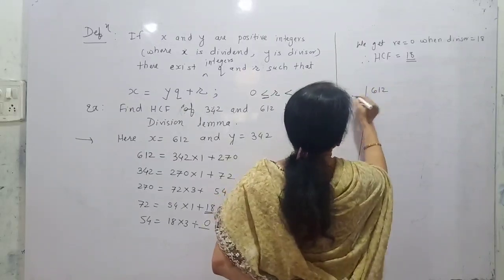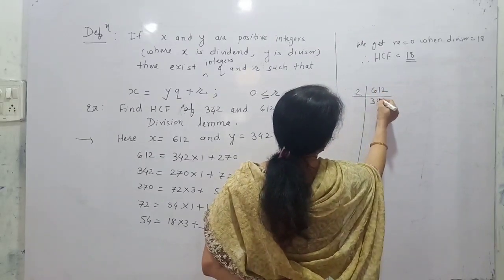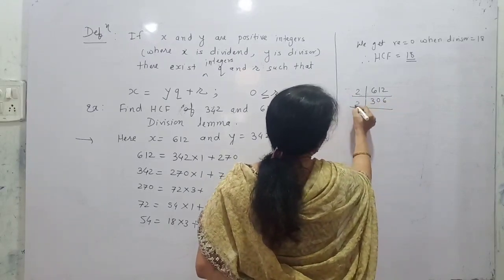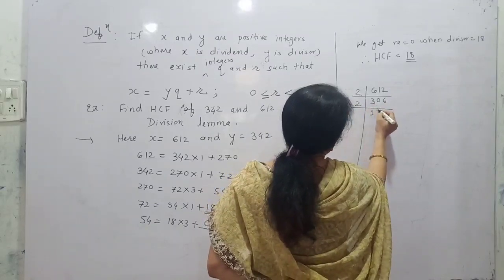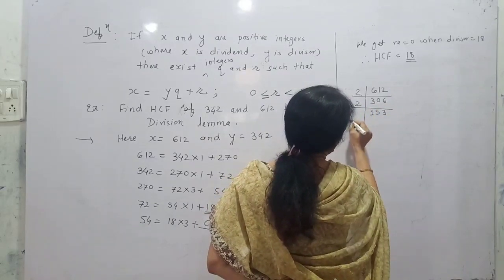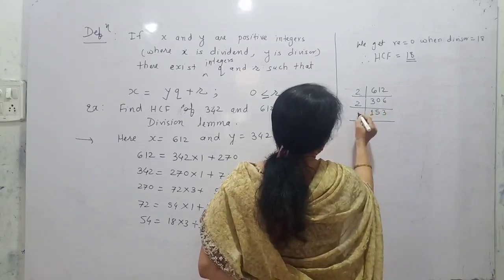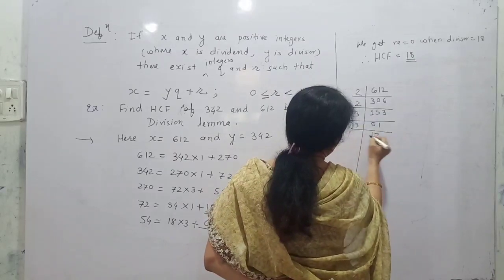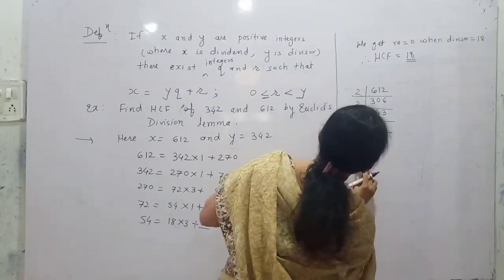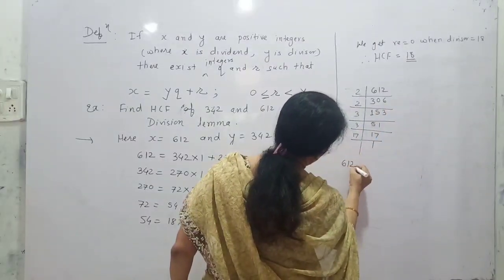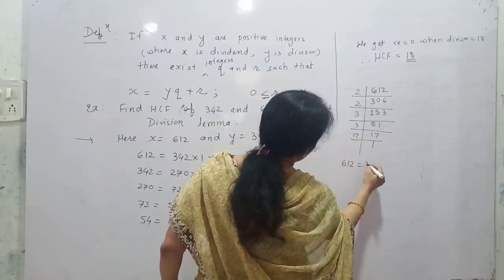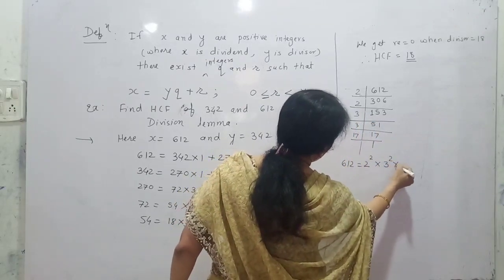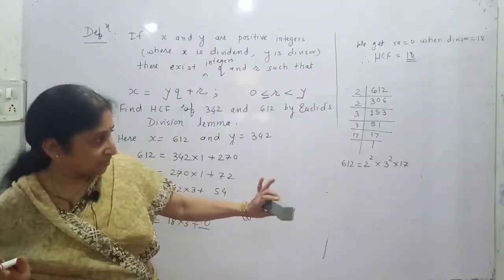Find the prime factors of 612. 2 3s are 6, 2 1s are 2, 2 5s are 10, 2 3s are 6, 3 5s are 15, 3 1s are 3, and 17 ones are 17. These are the prime factors of 612. So you can write 612 as 2 squared, since 2 occurs 2 times, times 3 squared, since 3 occurs 2 times, times 17.